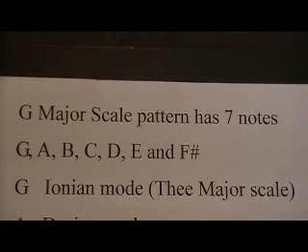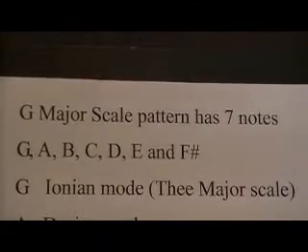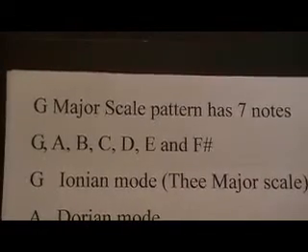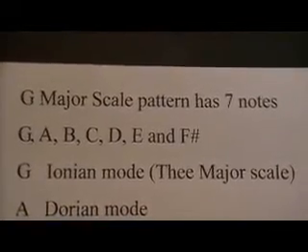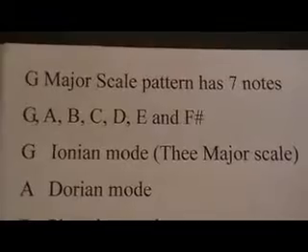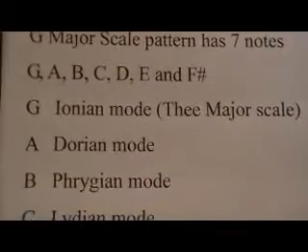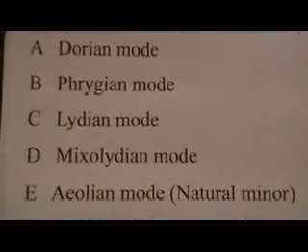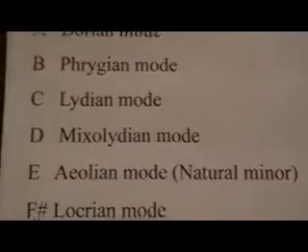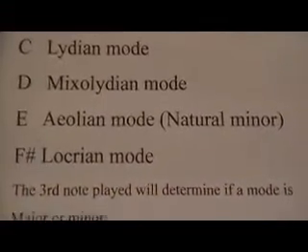Okay, so before we end this lesson, I'd like to just review the very beginning here. The G major scale pattern has 7 notes, and those notes are G, A, B, C, D, E, and F sharp. For each note, the pattern is given a name. G is Ionian, A is Dorian, B is Phrygian, C is Lydian, D is Mixolydian, then E is Aeolian. And we have the F sharp, the oddball guy, the Locrian mode.